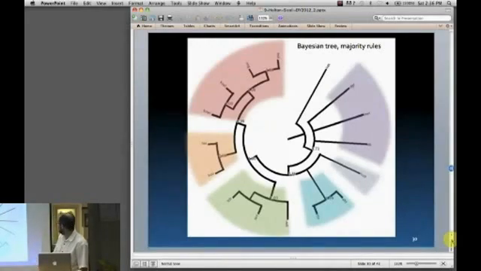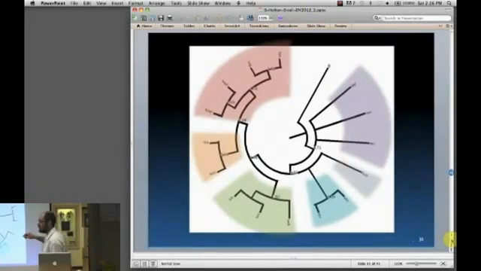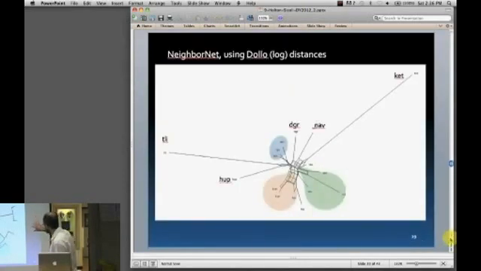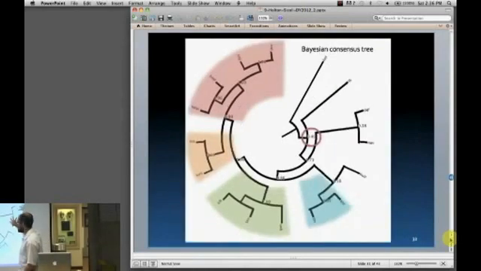But if we try a different approach here, I think this one is a much better model than the majority rules approach, and you see a little bit more hierarchical structure in this tree.